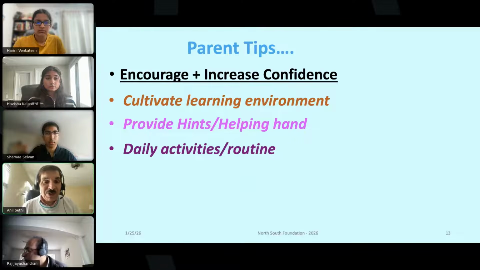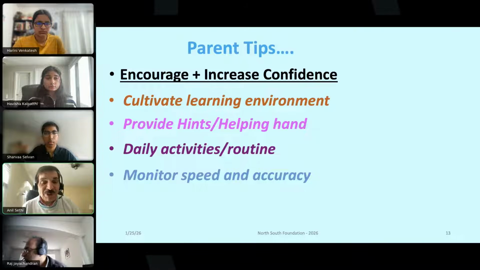Introduce daily activities and routine in their day-to-day work. Also monitor speed and accuracy. There are lots of opportunities and resources available on the internet where they can find tips and tricks and tools that will improve this.